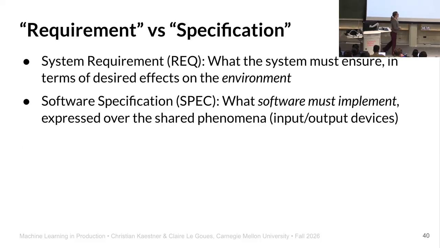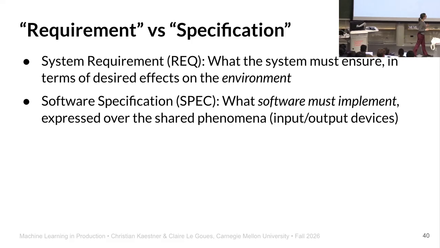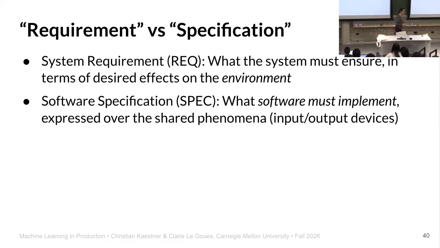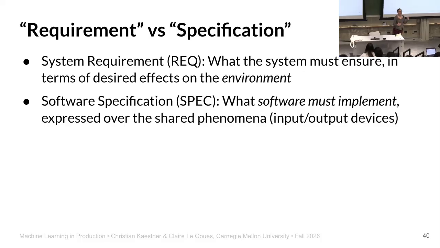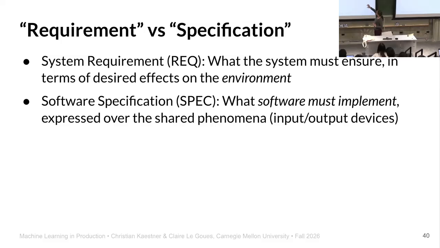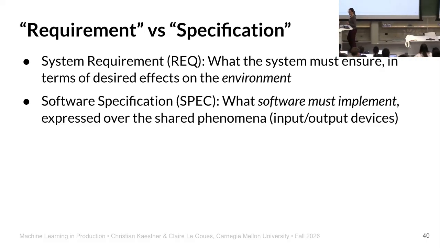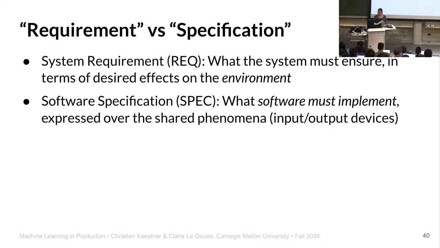So this is a place where we can distinguish between a requirement and a specification. It's a bit of a terminology thing, but I think breaking it down this way can be instructive. The system requirement is what the system must ensure in terms of the desired effects on the environment. The software specification is what the software should do, expressed over the inputs and outputs that it's using to interact with the environment. So I'll give you some examples to concretize it for a second before I get to how this leads to software failures, because it's relevant.